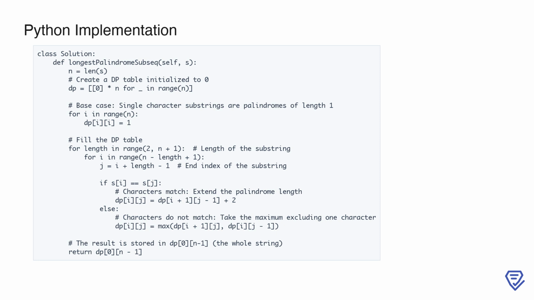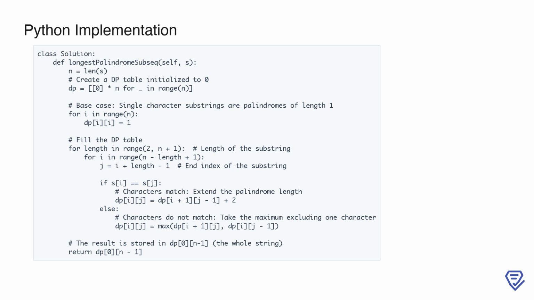Next, we fill the dp table for substrings of increasing lengths, starting from 2 up to the full length of the string. For each substring defined by its start index i and end index j, we check if the characters s[i] and s[j] match. If they match, the palindrome length extends by 2 beyond the length of the subsequence within s[i+1..j-1], so dp[i][j] equals dp[i+1][j-1] plus 2.